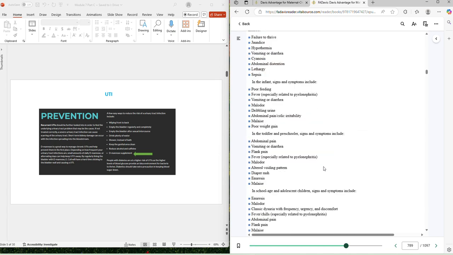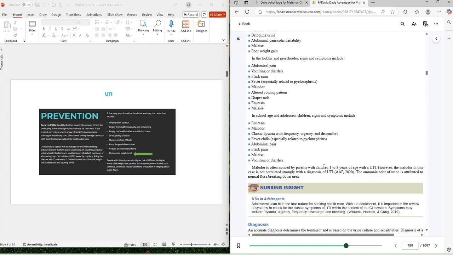Right above Nursing Insight on page 789, this is important to know: ammonia odor in urine is attributed to the breakdown of urea. Okay, so if your patient tells you that their urine is smelling like ammonia, that's the breakdown of urea. Okay, and malodorous urine is usually indicative of a UTI.